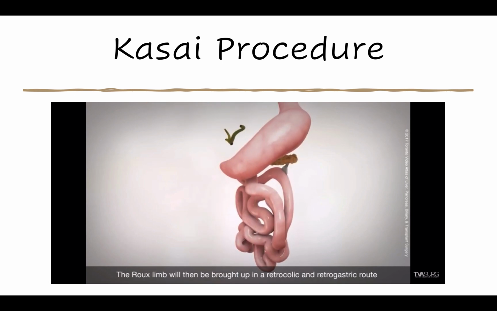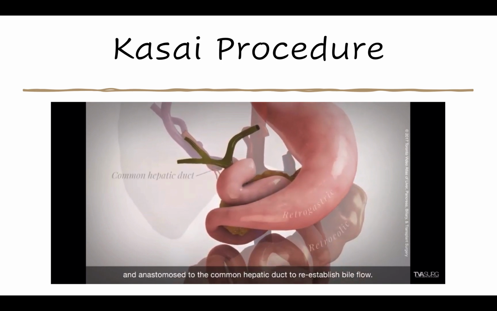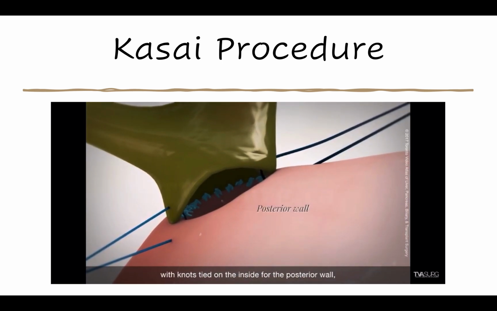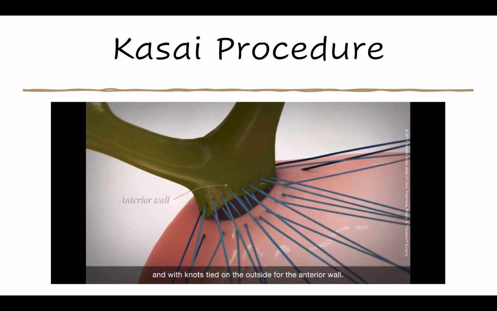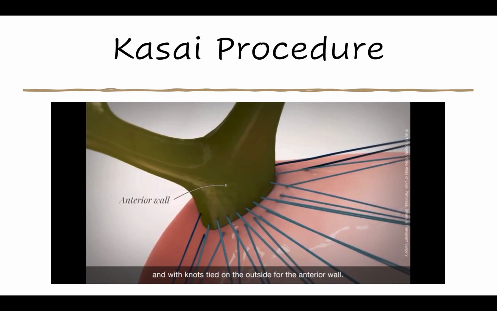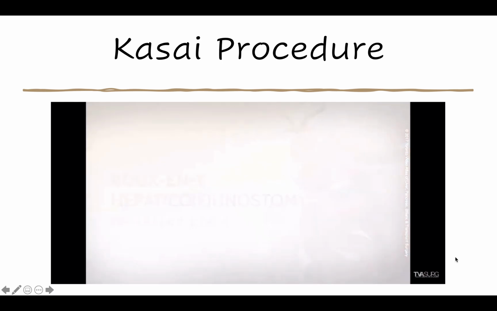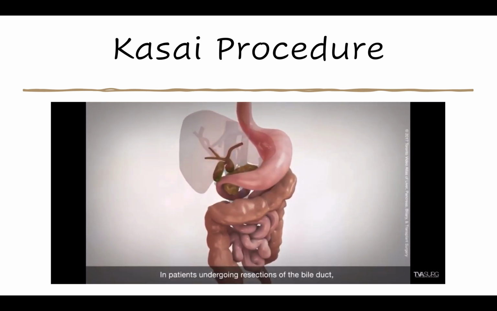The Roux limb will then be brought up in a retrocolic and retrogastric route and anastomosed to the common hepatic duct to re-establish bile flow. The anastomosis will be performed with interrupted sutures, with knots tied on the inside for the posterior wall, and with knots tied on the outside for the anterior wall.